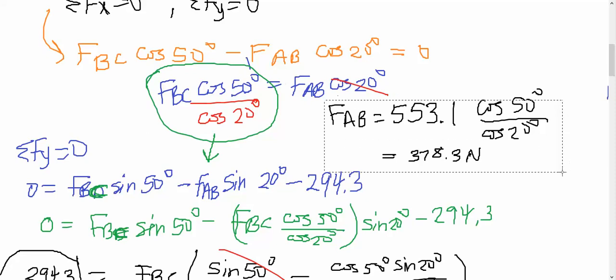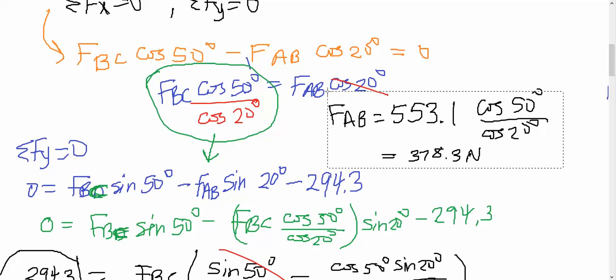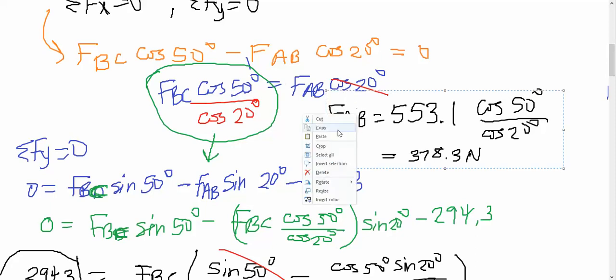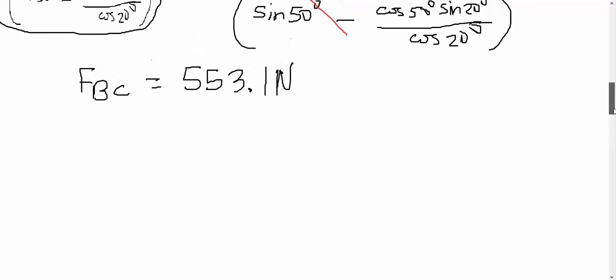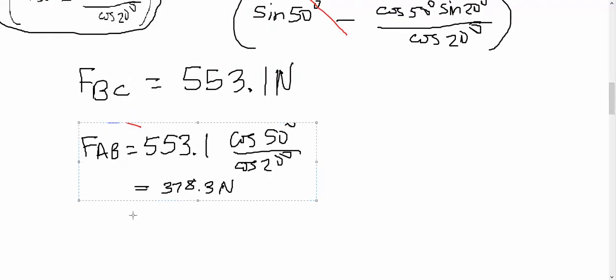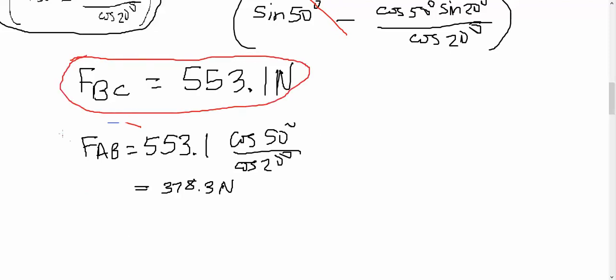So let me cut this and bring it down here. Okay. So this right here are the values for FBC and also FAB as well.